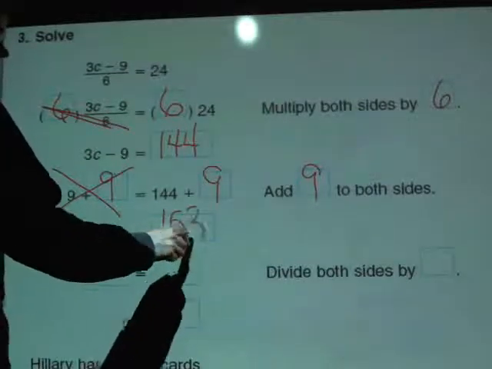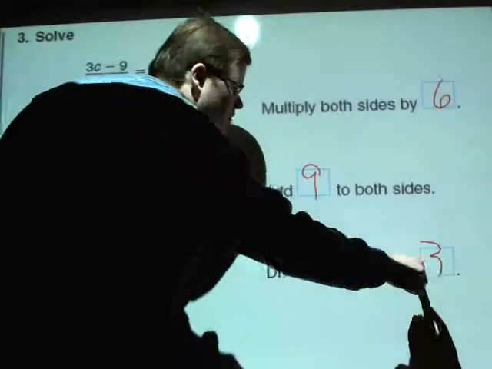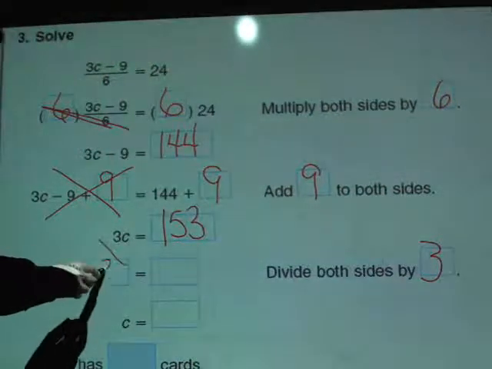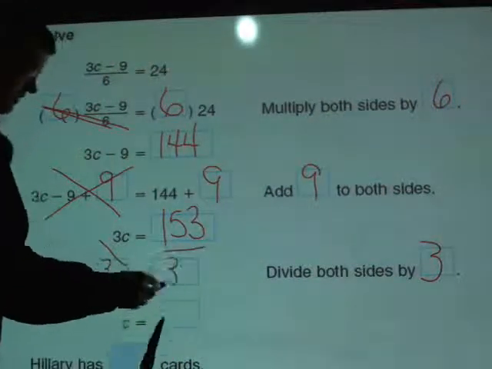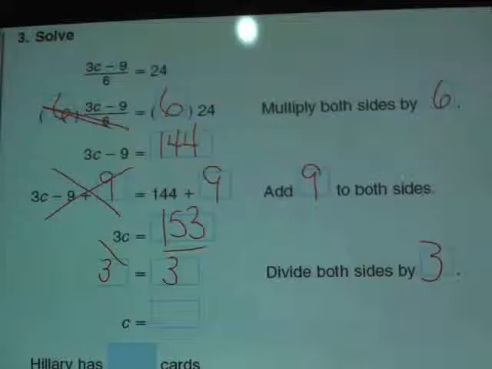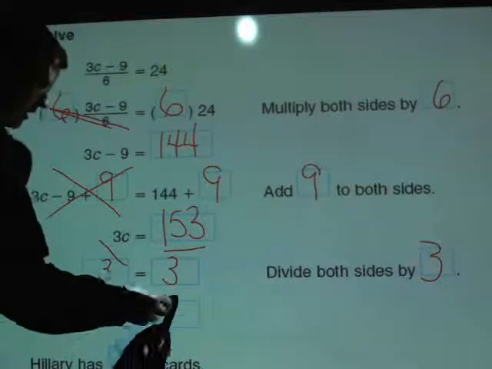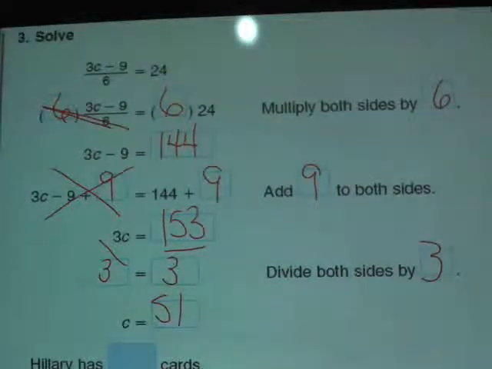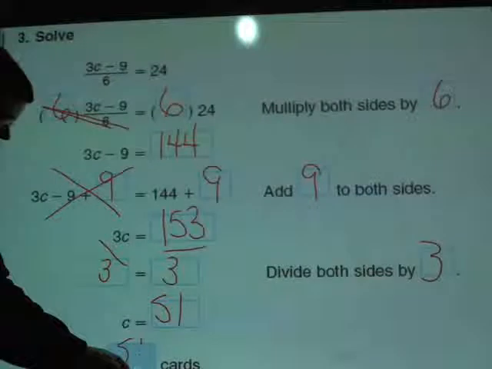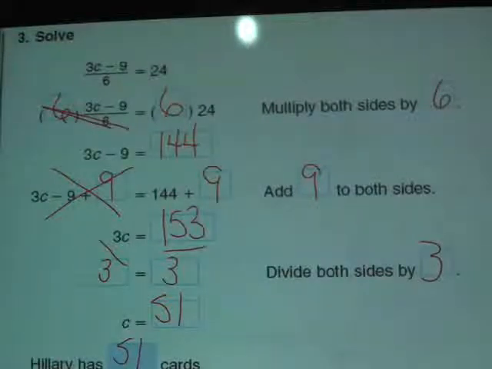So now we're going to solve the one-step equation. And of course, we're going to do that by dividing both sides by 3 here. And when I take 153 and divide it by 3, that's going to give me my final solution, which is going to be 51. So if C equals 51 and C represents the number of cards Hillary has, that means Hillary must have 51 cards.